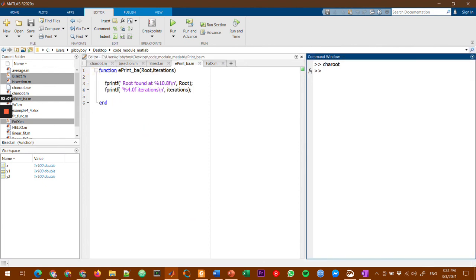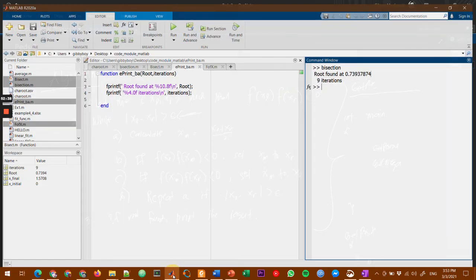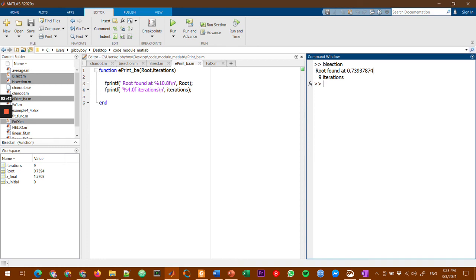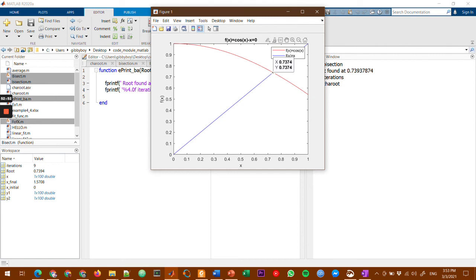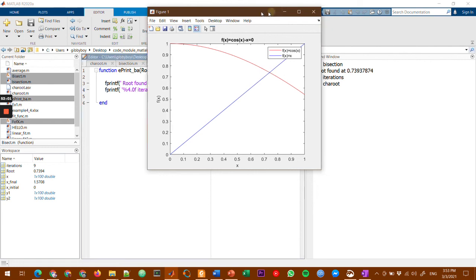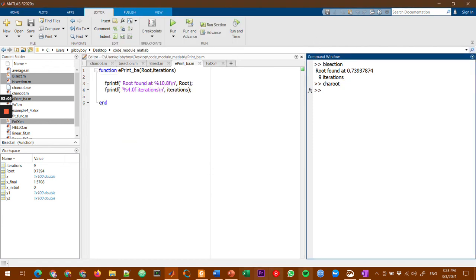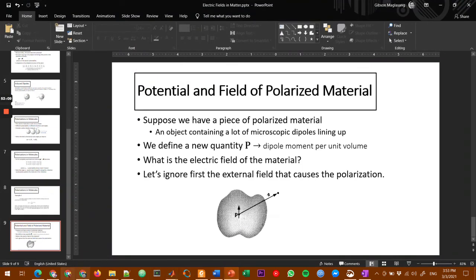And if we run that, we call the main file of the program, which is the bisection. So we type bisection, and if we hit enter, it is very fast, right? Command window: root found at 0.7. Take a look at the result: 0.7393. This is similar to what we got from the plot. When we plotted again, our solution was 0.7374. So somehow they are close, right? But this is more accurate, this bisection. The result is similar but the method used is different. Okay?